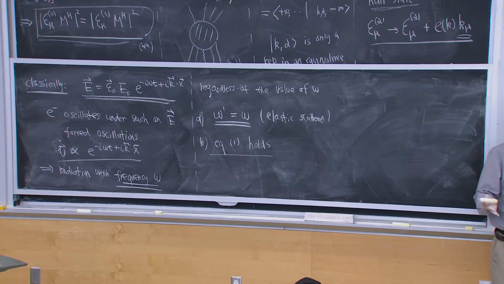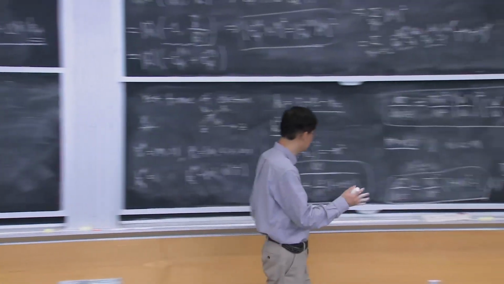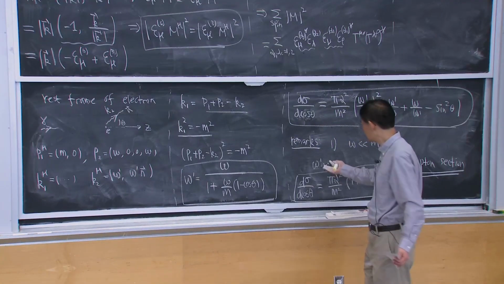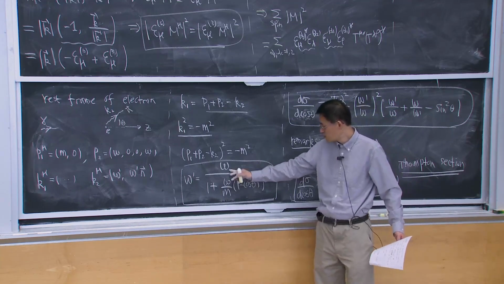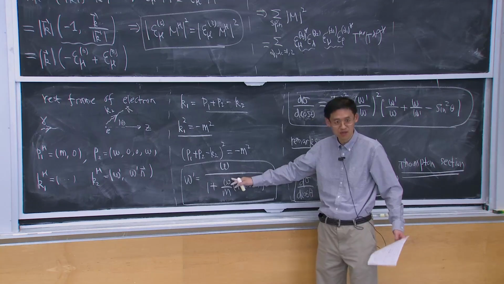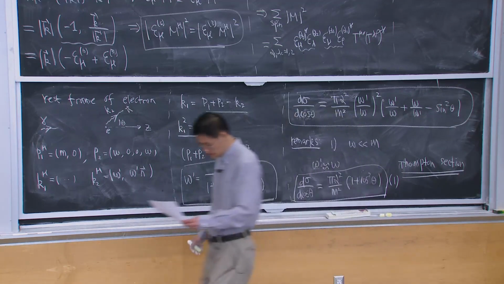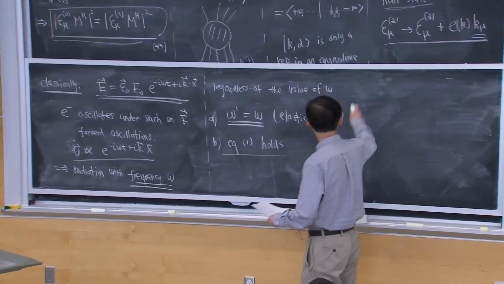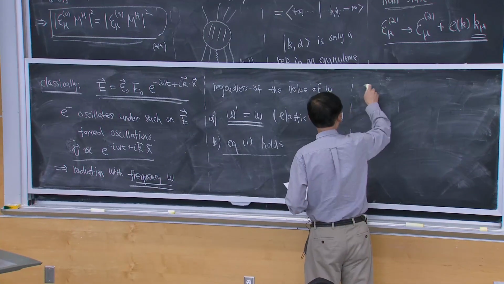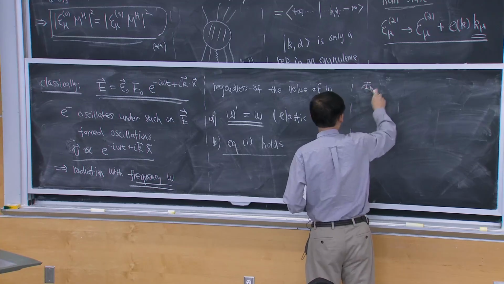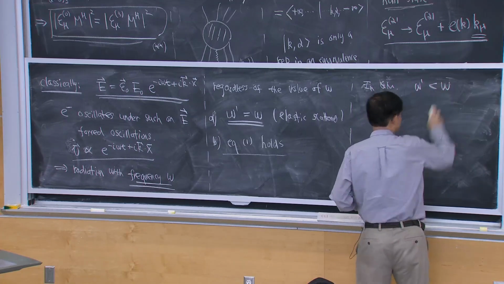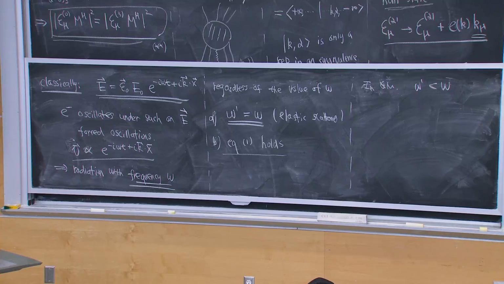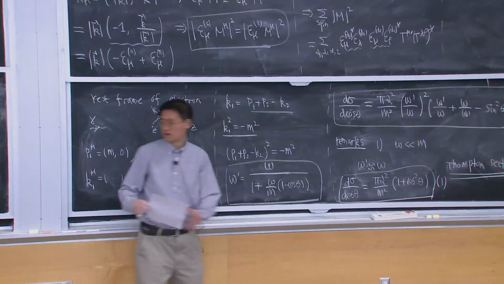But then in the early part of the 20th century, when Compton did this experiment, he observed that actually the frequency can be smaller. So in this formula, generically omega prime is smaller than omega. In quantum mechanics, we see that omega prime is generically smaller than omega, because this is 1 plus a factor which is greater than 1.